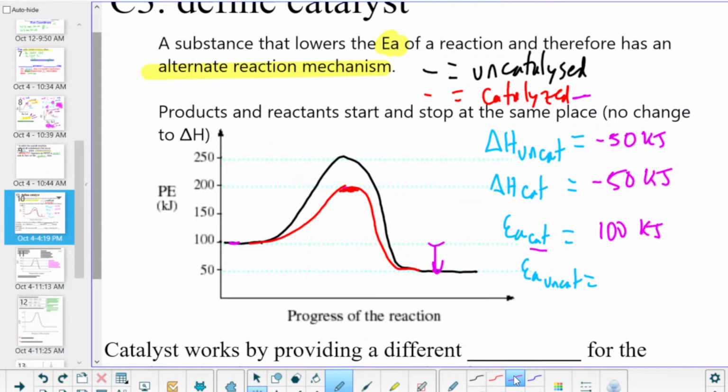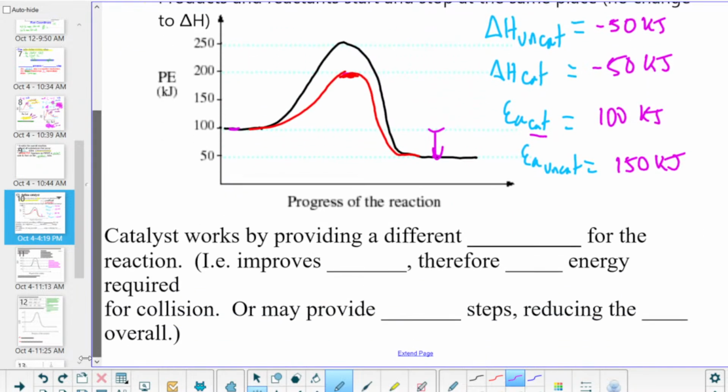The uncatalyzed, 150 kilojoules. 150 kilojoules. 100 to 250.